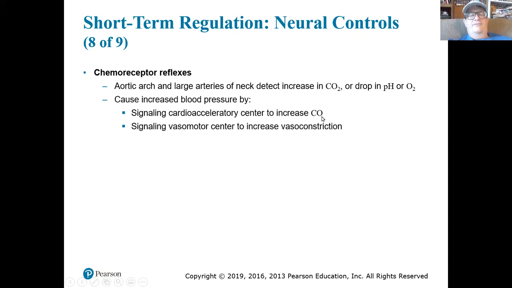If we have CO2 going up, pH going down, O2 levels going down, we're going to respond by increasing our blood pressure. And we could do this by having the cardioacceleratory center go off. If CO2 levels get too high, that center is going to say, accelerate the heart. There's too much CO2. You've got to get that blood to the lungs so you can get rid of the CO2 and get oxygen.